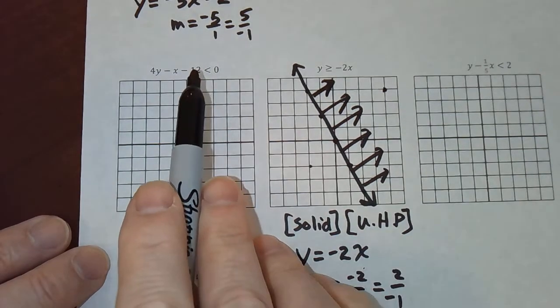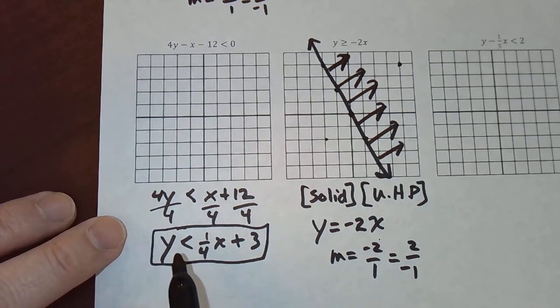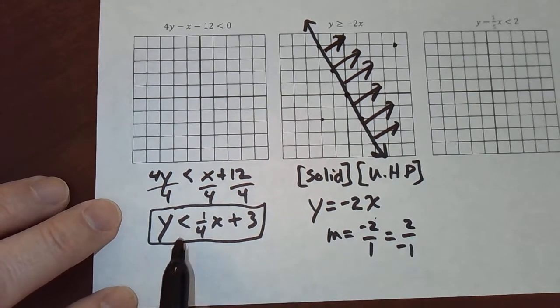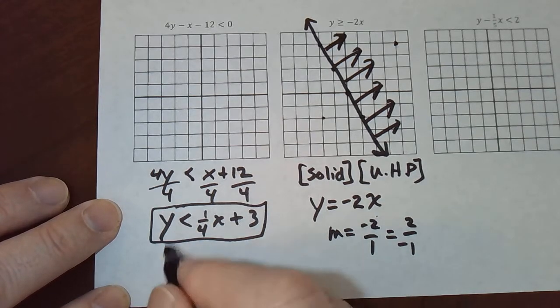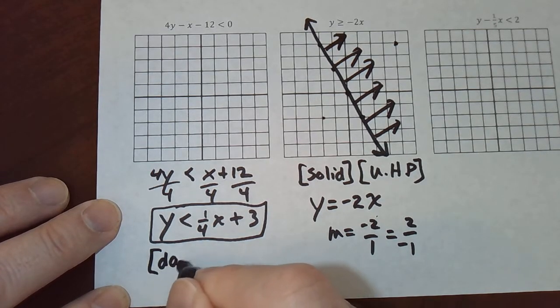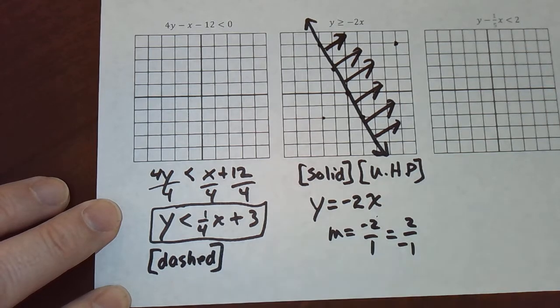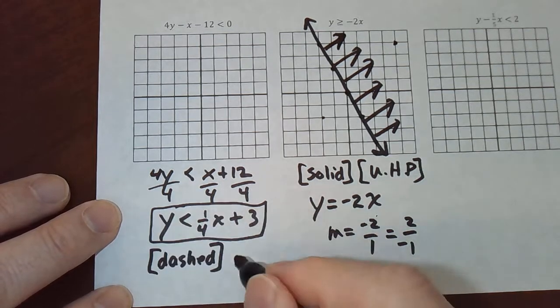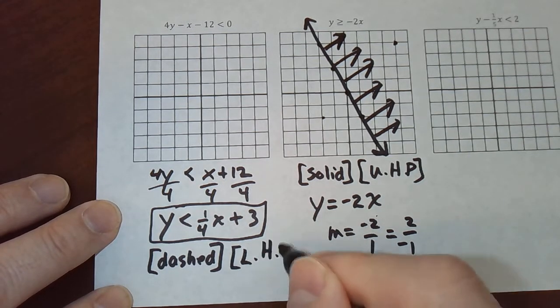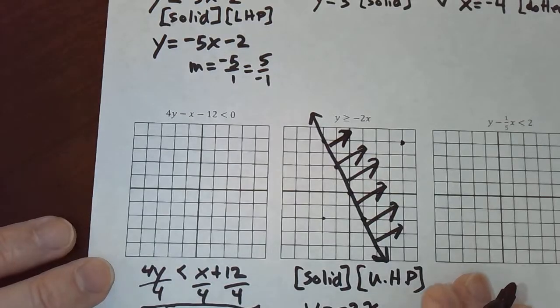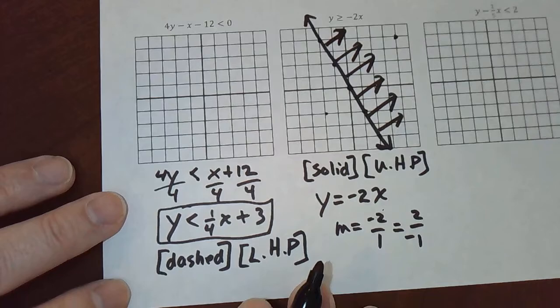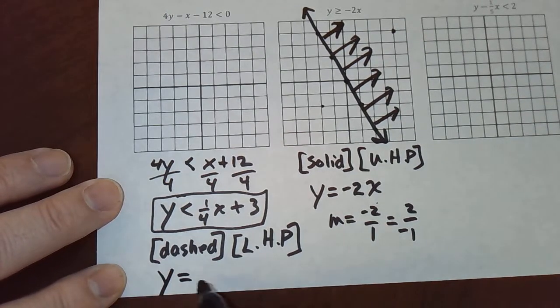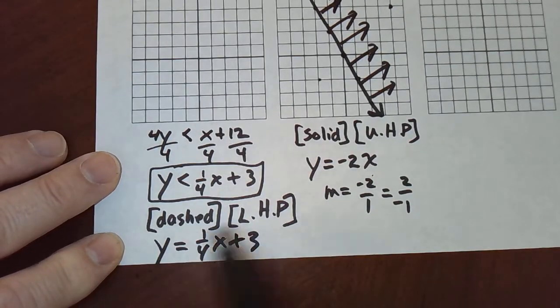So this is the same inequality as this. We just rewrote it in the slope-intercept form where we have the y on the left-hand side. So it's a strict less than, so that means I'm going to do a dashed line. I think I wrote dotted before, but dashed or dotted. And it's a less than, so I'm going to do the lower half plane. So with a dashed line, let's draw y equals 1/4 x plus 3. Replace the inequality with an equals.